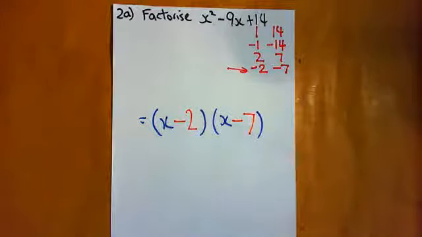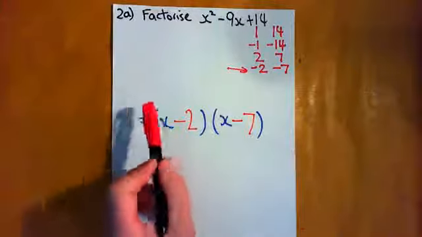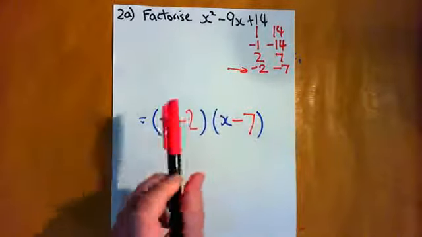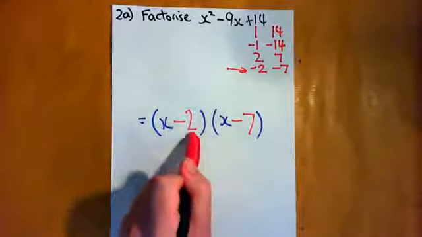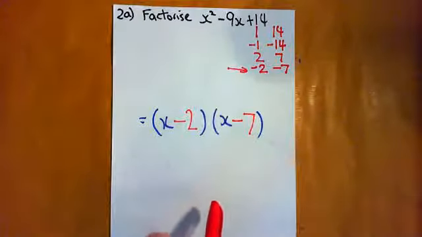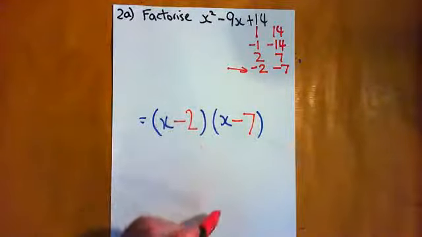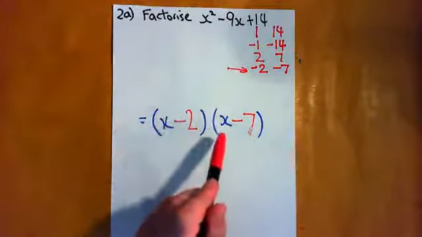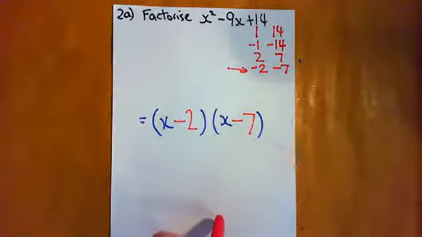Let's check our answer. Let's expand that. So if we do that, we get x times x is x squared. x times minus 7 is minus 7x. So we've got x squared minus 7x minus 2x. And minus 7x minus 2x is your minus 9x, your middle term. And the last is going to be minus 2 times minus 7, which gives you positive 14. So expanding this gives x squared minus 7x minus 2x plus 14, which is x squared minus 9x plus 14. So it works. Okay, so that's question 2a.